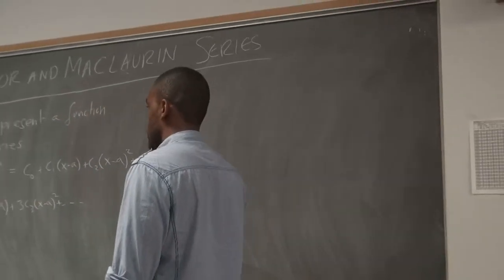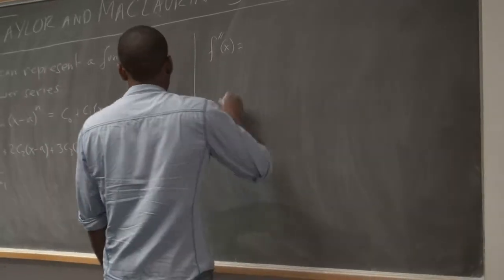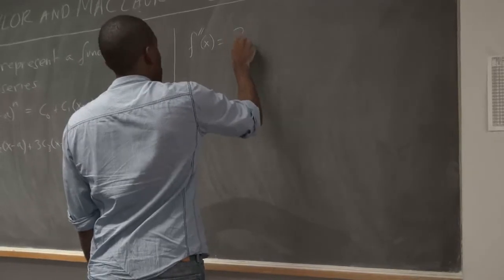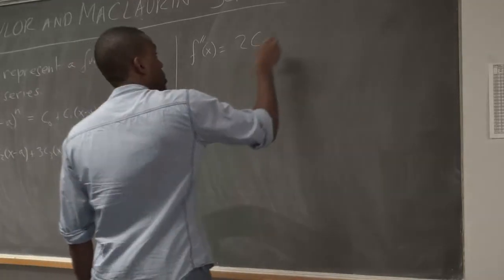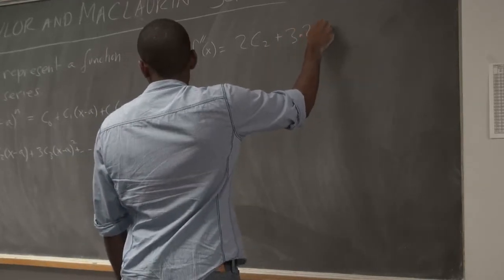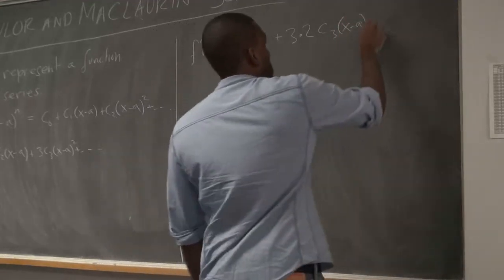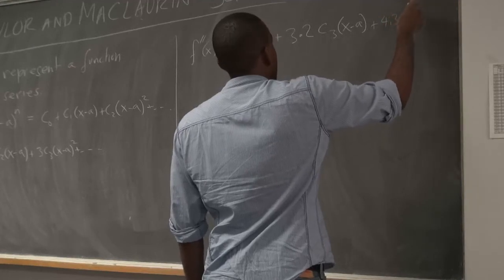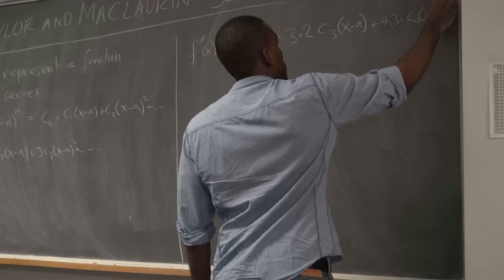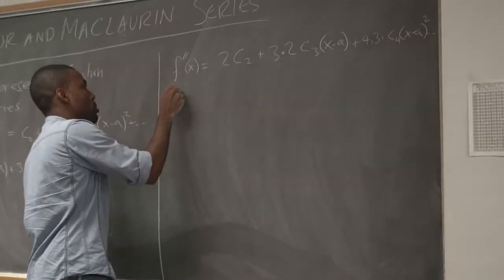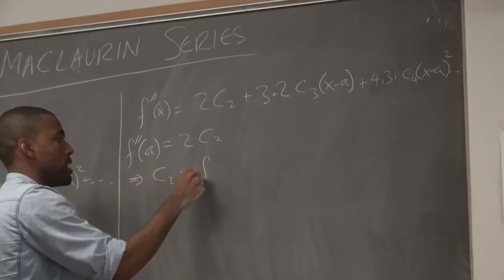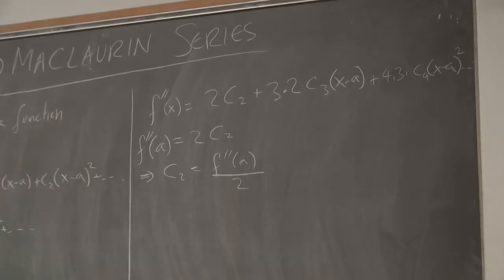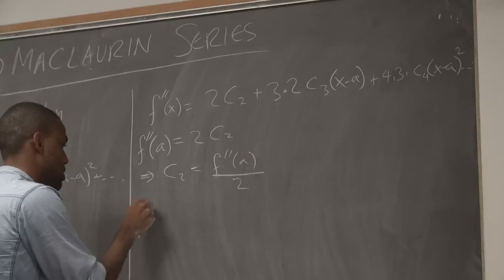Let's continue this pattern. What if I took the second derivative? Then this would die and that would die. I would have 2c2, taking the derivative of this one, plus this would give me 3 times 2 c3 times x minus a, plus this would give me 4 times 3 c4 times x minus a squared, etc., going on forever. Now if I say f double prime at a, then all these terms die out and I get 2c2, which means that c2 I can write as the second derivative of this function evaluated at a divided by 2. Continue the pattern. Let's say I took the triple derivative.